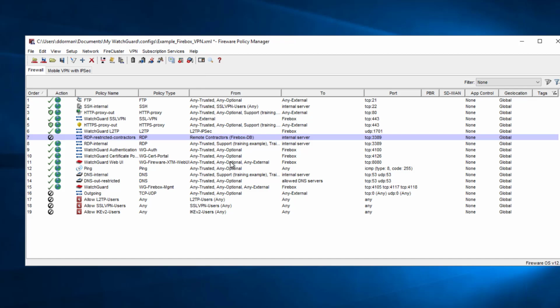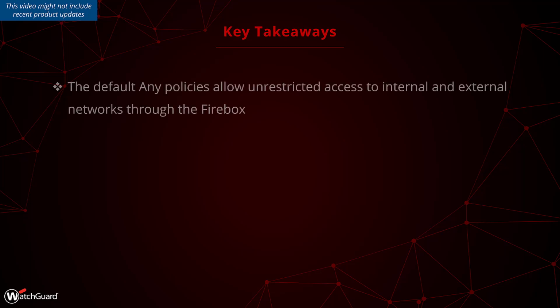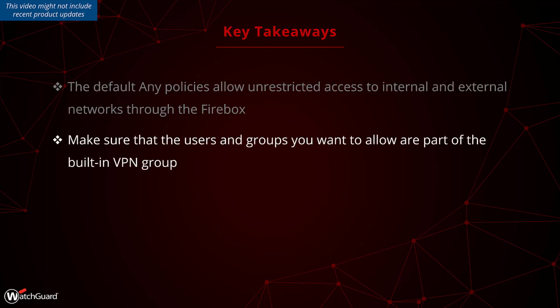To recap, the default any policies are not restricted at all, and that goes for both internal and external access. You're granting people who are in those groups full access to anything on any IP address on any port in a protocol. Next, you need to ensure that the users and groups are part of the built-in VPN group if you want to grant them access through any VPNs, and then you can use either the default built-in group or the specific users and groups you've added to it in any of the policies you've created.